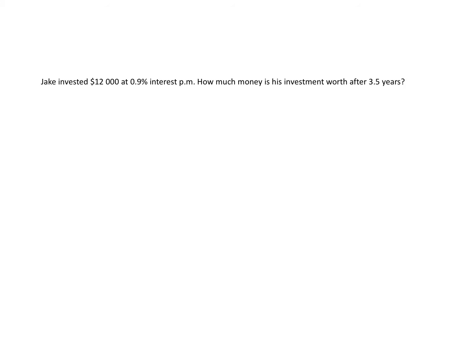All right, let's do some more examples working with simple interest. This first example is a very easy one. We can take this 3.5 years, times it by 12 to get 42 months. And we want to work with months because it's per month, PM. And then we can just plug it into our formula.